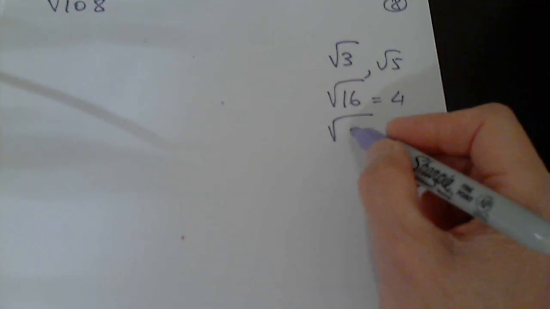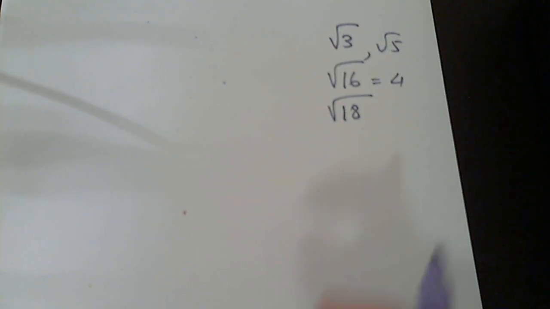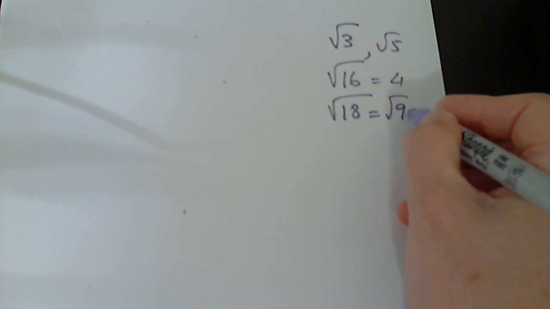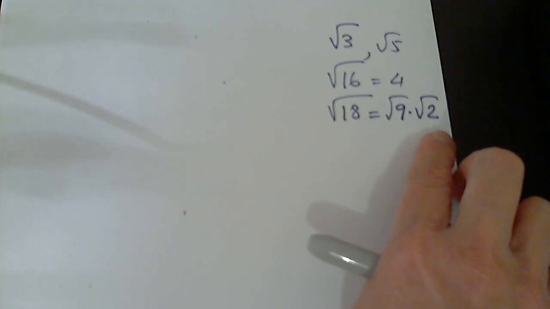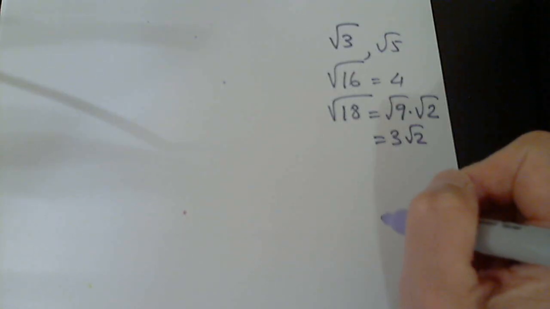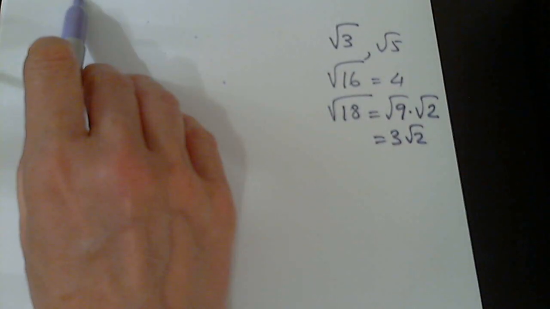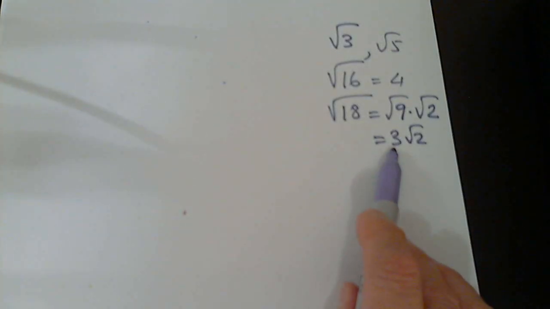Let's say the square root of 18 is not fully simplified. Why? Because this is the square root of 9 times the square root of 2. 9 times 2, 9 is a perfect square, 2 is not. So this will be 3 times the square root of 2. So this is not fully simplified till we take all possible integers out.